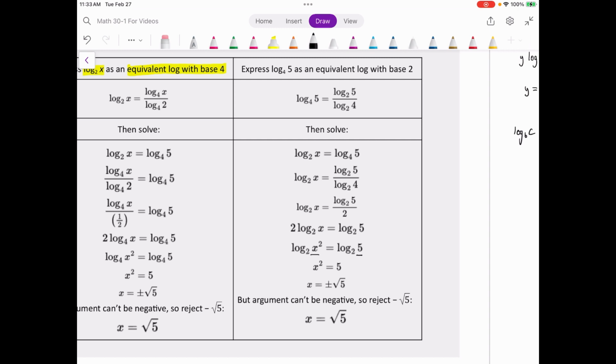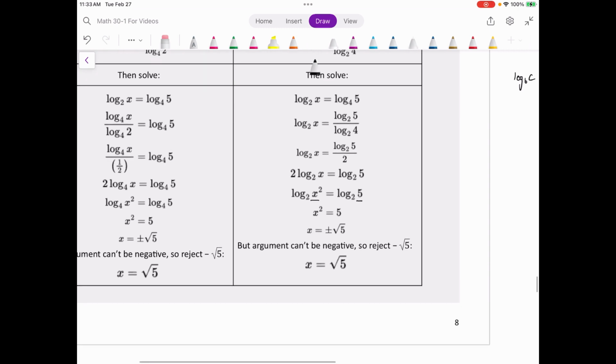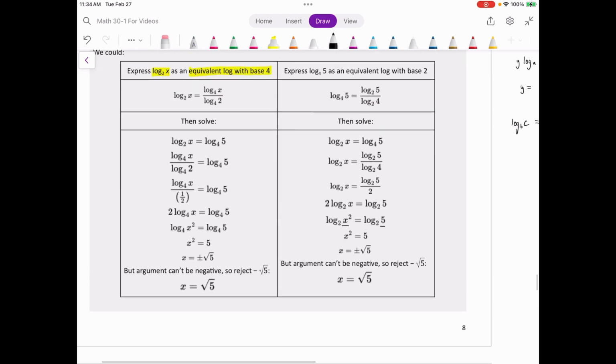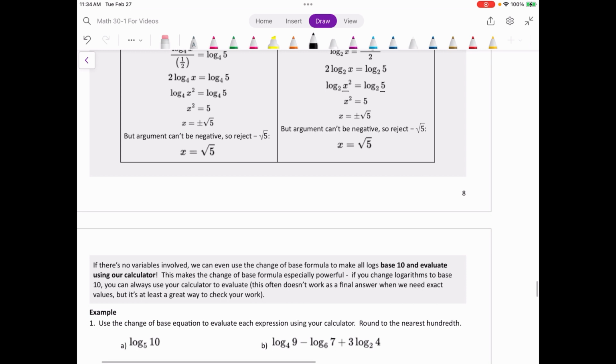So x squared must equal 5, and therefore x is plus or minus root 5, but for the same reasoning, we're taking the log of x. We can't take the log of a negative, so we have to reject the negative root 5. So our solution then is just positive root 5. Same answer, approaching it two different ways, turning the log base 2 into log base 4s versus turning the log base 4s into log base 2s, so that both are in the same logs.